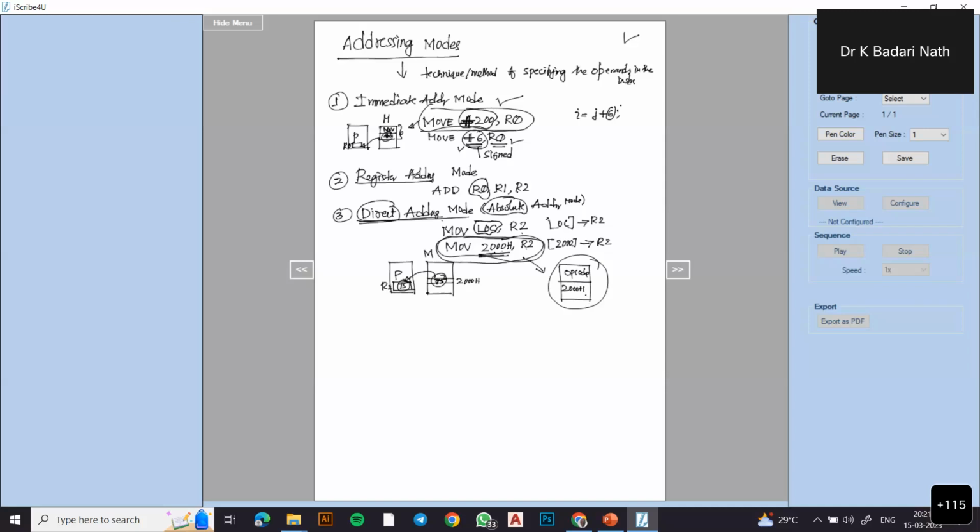Always think that direct addressing means it's a memory. Whenever you want to read or write something to the memory, if you know the address, you can always use direct addressing mode. The only thing is you should know the name of the location or the address of the memory location. Then you can use this addressing mode. The fourth one is difficult to comprehend.